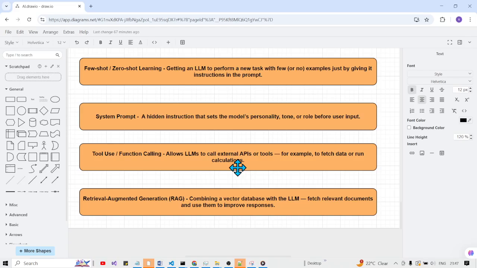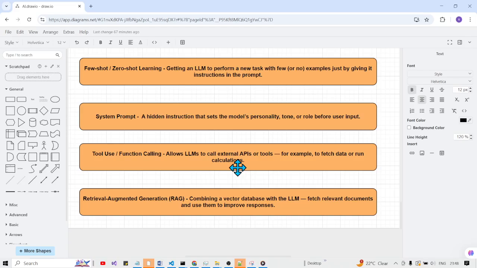Next concept is tool use or function calling. Function calling allows an LLM to use external tools or APIs to get real-time or specialized data. For example, an agent can call a weather API and ask, "What's the temperature in America?" The LLM doesn't generate the data, it decides when to call the tool and interprets the result. This makes LLMs far more useful and connected to the real world.